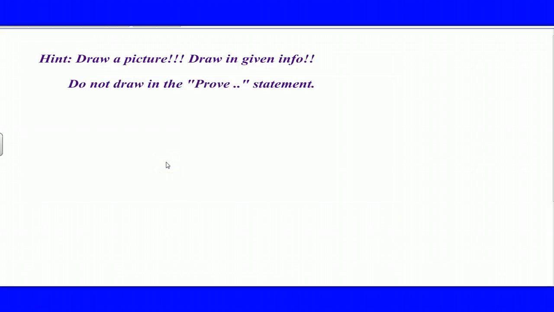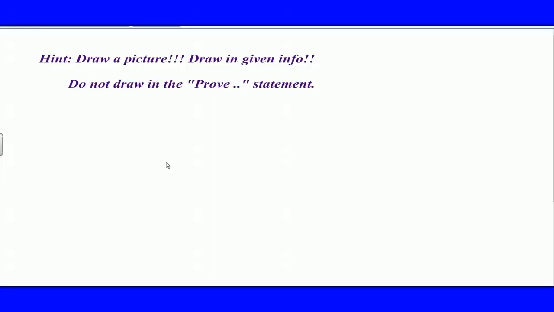So sometimes we need to draw a picture or draw in the given information. It's really helpful to use the pictures that are sometimes given. If not given, draw it so you can see what it is you're working with. Remember, do not draw in what you're asked to prove as though it exists in the statement.